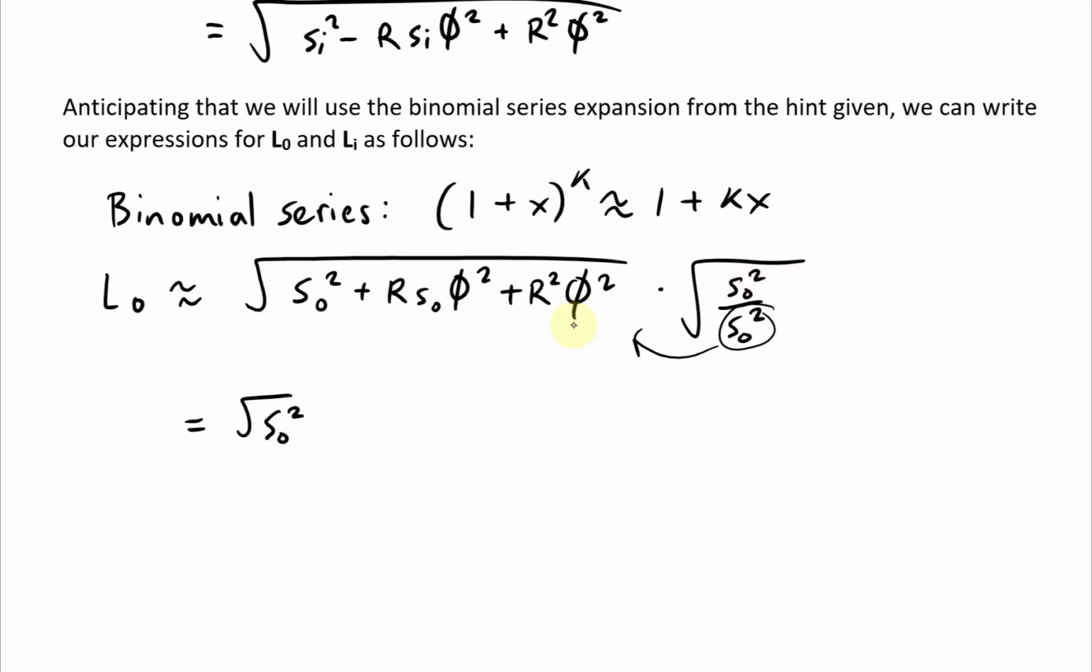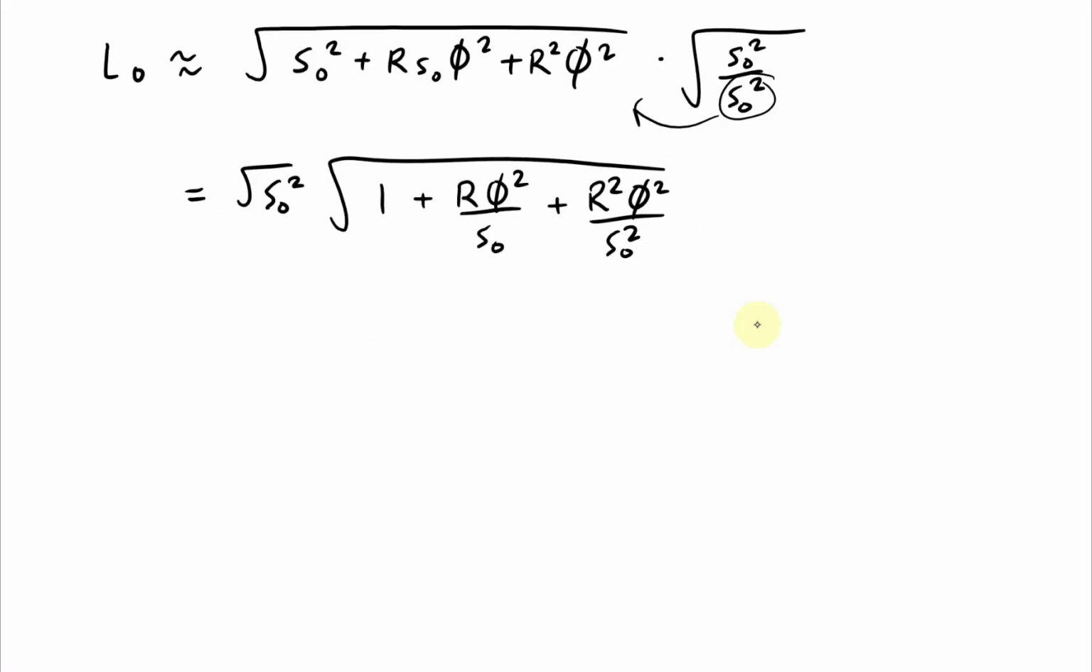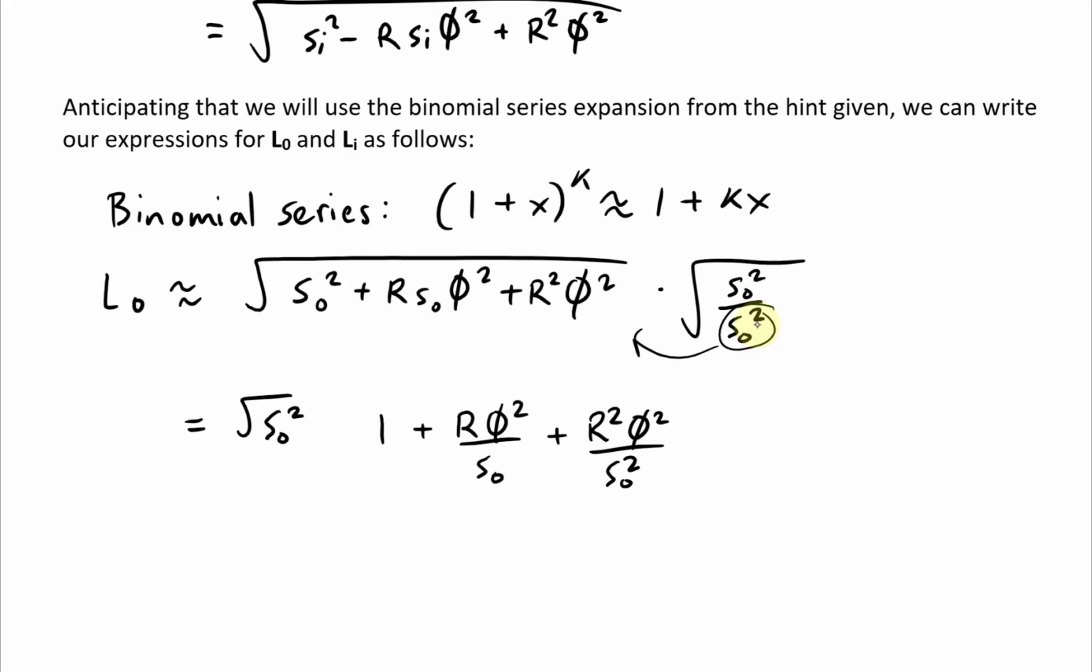And now inside is going to be a square root. Now we're going to have a 1, so s naught squared divided by s naught squared is 1. The next one is R, and then the s naught goes away. We're just left with an s naught at the bottom, so R phi squared over s naught. Then this is going to be R squared phi squared over s naught squared. So that's what we have over there. Let's make a bigger square root sign, like that.